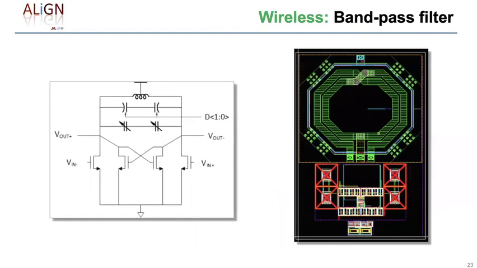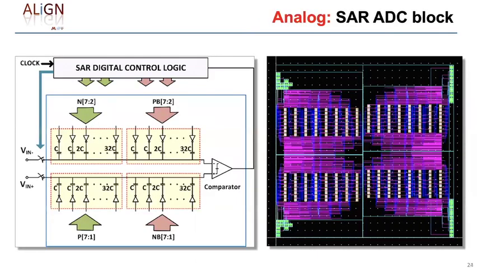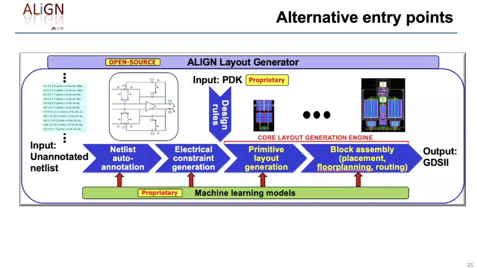We have RF circuits. This is a bandpass filter, and you can see the large inductor, which is typical in an RF circuit. This is a data converter. It's a SAR ADC block, and you can see the capacitor array here and also the switches associated with this.